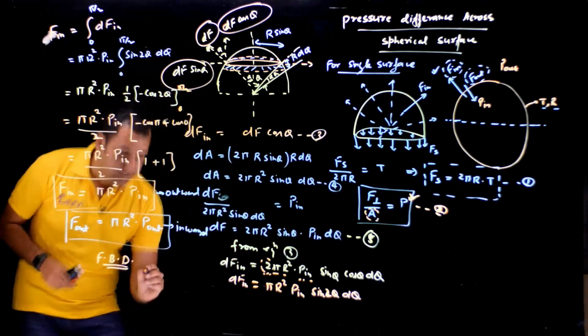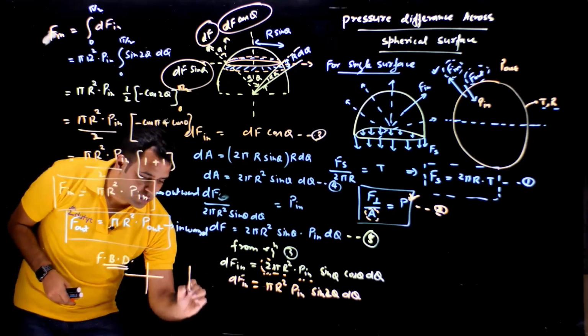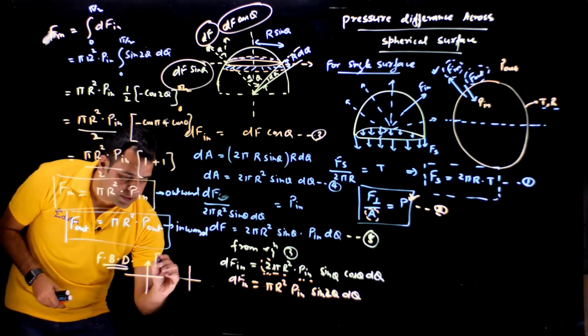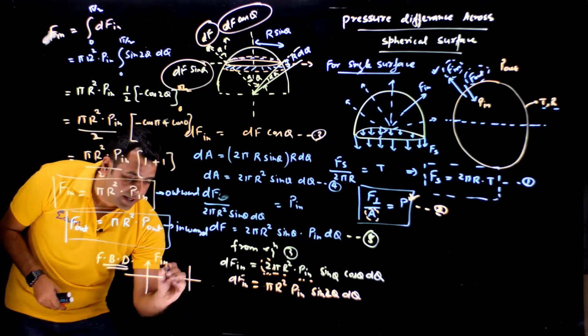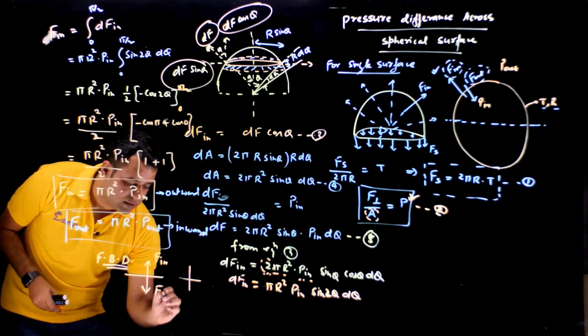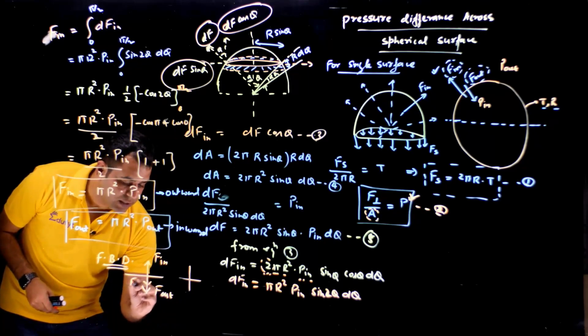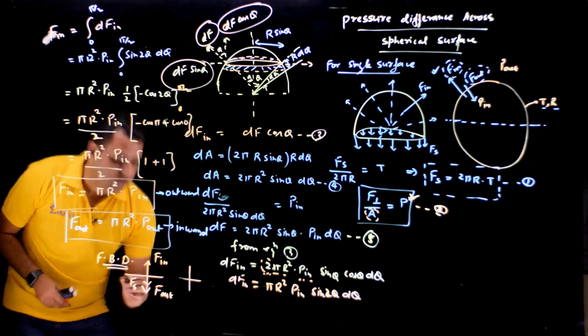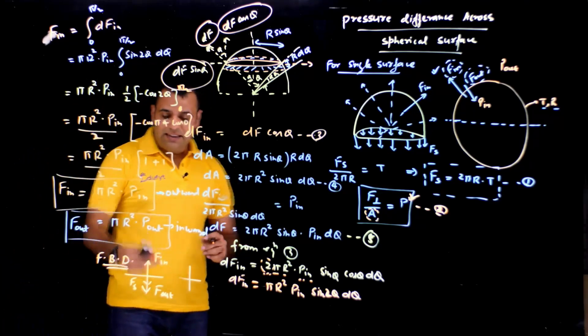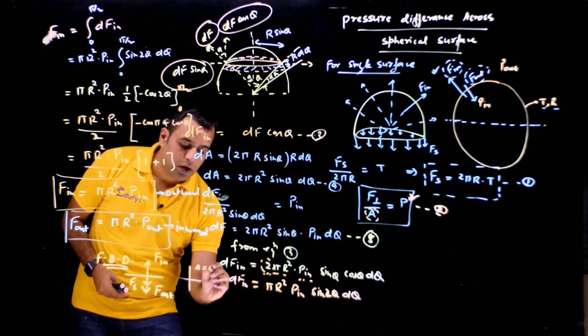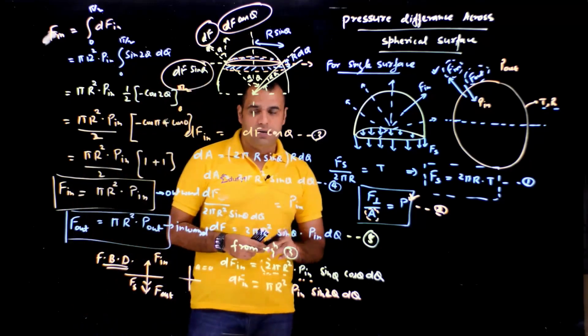If we make the FBD, we have to show the forces. There is this force which is acting outward, which is F in. There is this force which is acting inward, which is F out. And there is this force which is acting again inward, which is Fs. These three forces are there and the system is not moving at all.